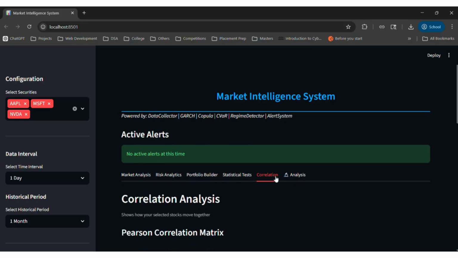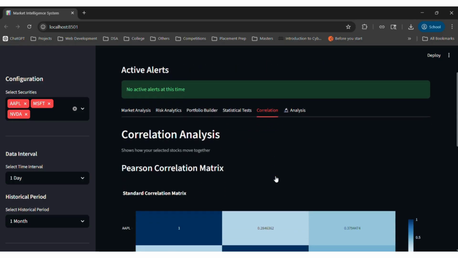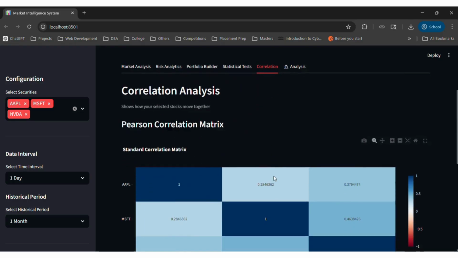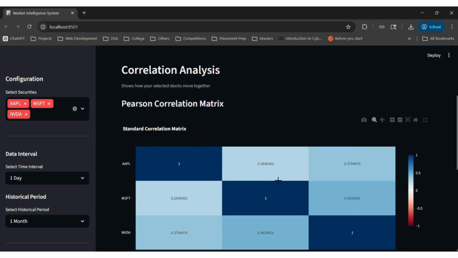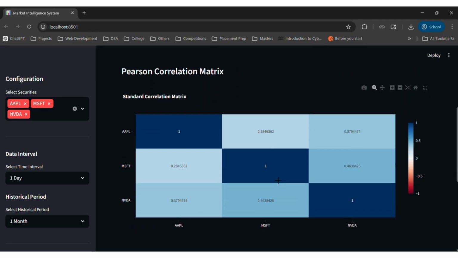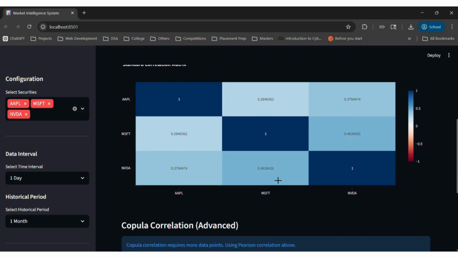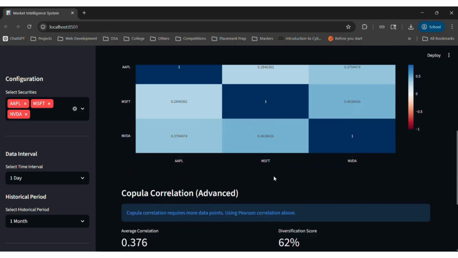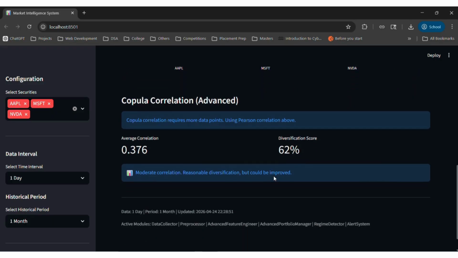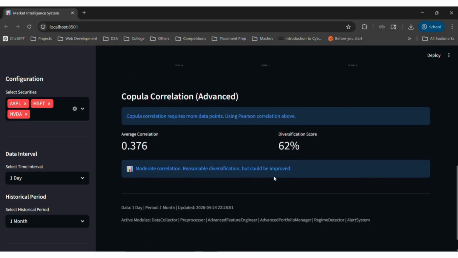To ensure proper diversification, we perform correlation analysis. We compute a Pearson correlation matrix which shows how assets move relative to each other. Why correlation matters? If assets are highly correlated, they move together. Risk is not diversified. If correlation is low, portfolio risk is reduced. We also compute average correlation diversification score. A higher diversification score indicates a more balanced and risk efficient portfolio.